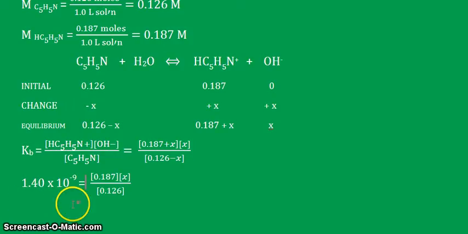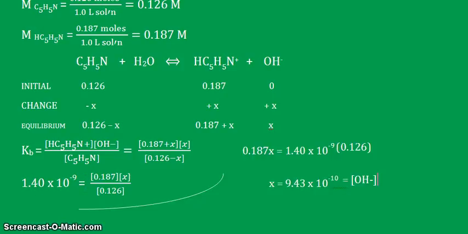Alright, so we now plug in the values. Kb is equal to 1.40 times 10 to the negative 9. Then we cancel out the plus x and minus x, as we said earlier, because they are negligible compared to the values 0.187 or 0.126 as the concentrations of your species. We're only left with the x, which is generally the whole change in the equilibrium. So simple algebra will then be used for the next part, because you have to solve for x.